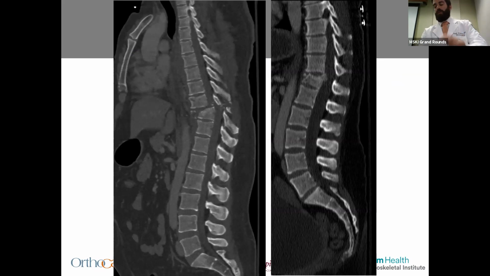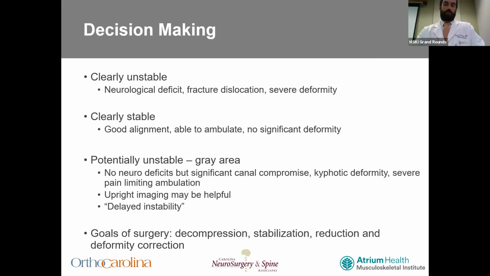And these are kind of what I want to focus a little bit more on. So as I was saying, you have your clearly unstable fractures that have a neurologic deficit, fracture dislocation, gross malalignment, severe deformity. Those are the ones that everybody agrees need surgery.